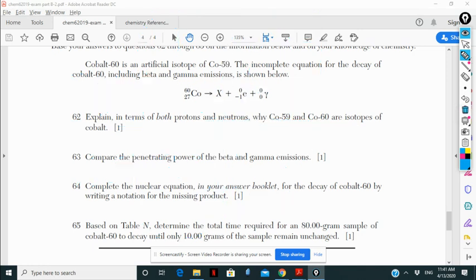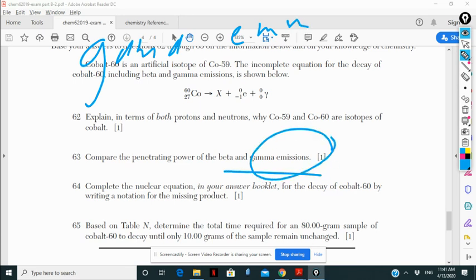Okay, compare the penetration power of beta and gamma rays. The penetration power for gamma ray is going to be higher. Why? Because it's only energy. But beta has mass, so it's going to face some difficulties in penetration.